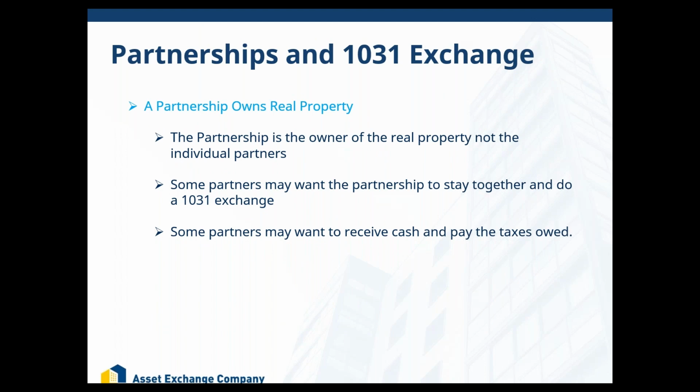Sometimes we see this with partnerships. Sometimes when a partnership owns an investment property and is ready to sell it, individual partners may have different ideas of what the partnership should do. You might have one partner that says, you know what, I think our partnership should do a 1031 exchange to defer its taxes. I think the partnership should go out and buy a replacement investment property. But you might have another partner that says, I don't think our partnership should do any type of 1031 exchange. I don't think our partnership should purchase any replacement properties. I think the partnership should just cash out, pay whatever the taxes are.